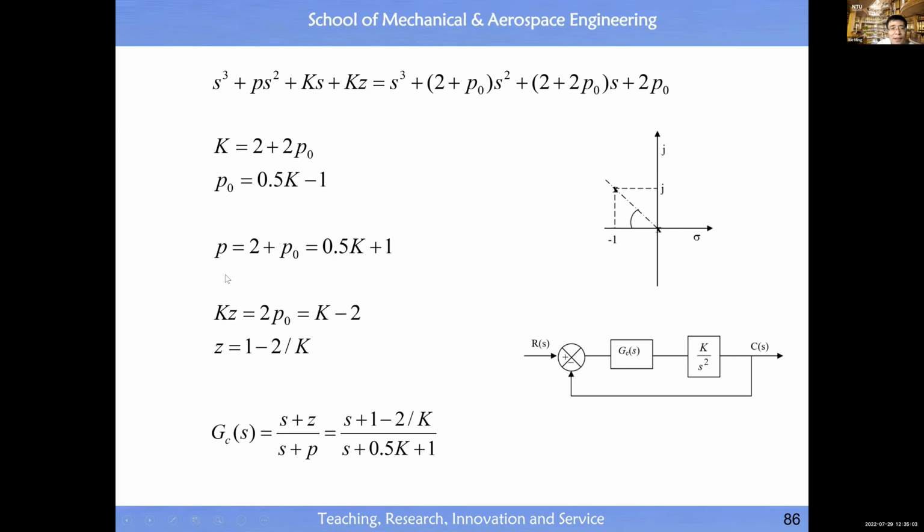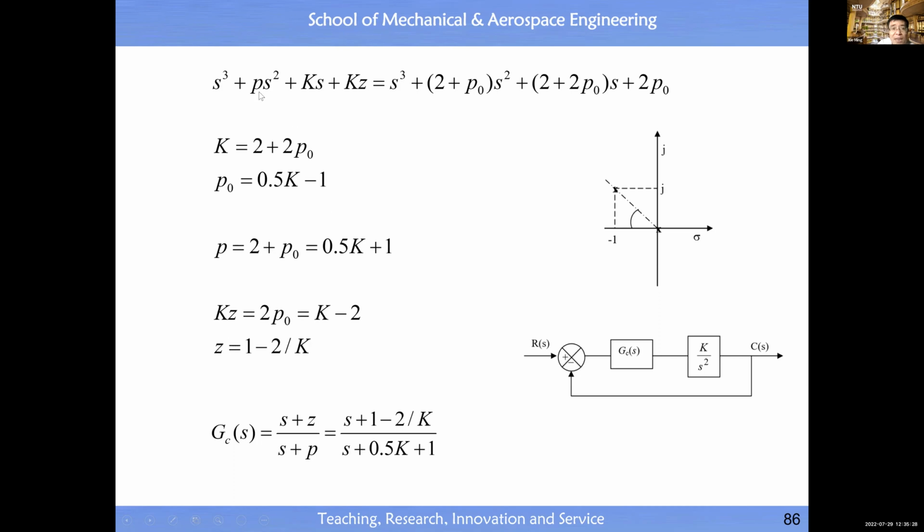Then how do we determine Z? KZ equals 2P0. Because P0 is equal to 0.5K minus 1, we replace P0 by this, and then you get KZ equal to this. Then both sides divide by K, and you get Z.